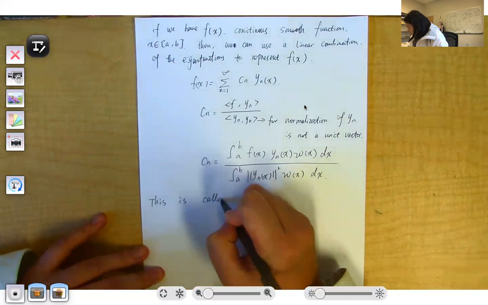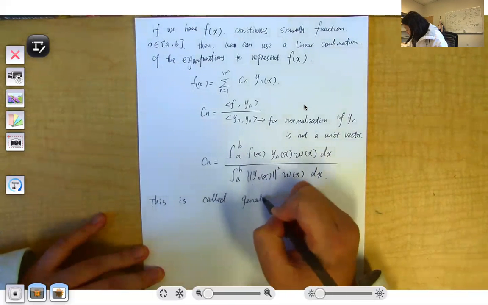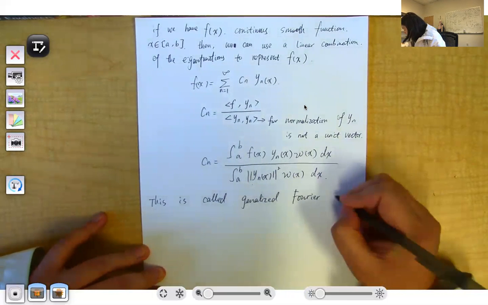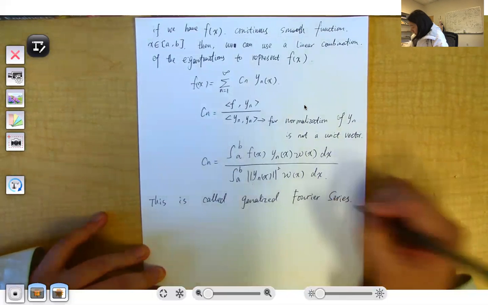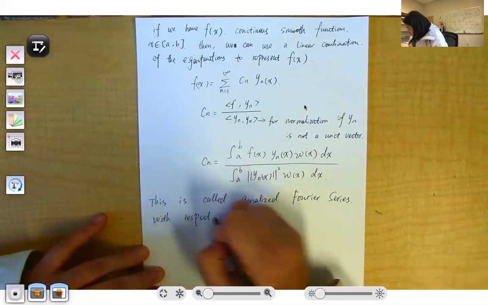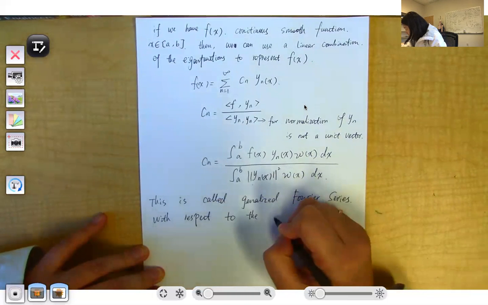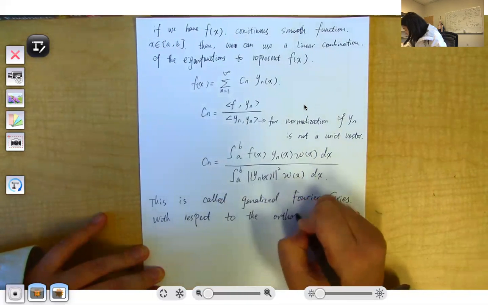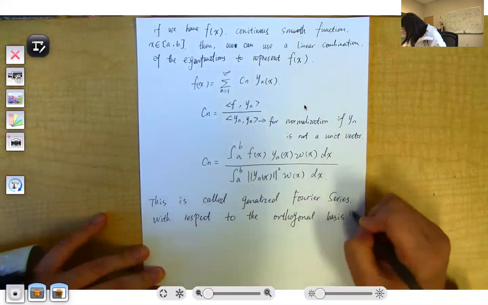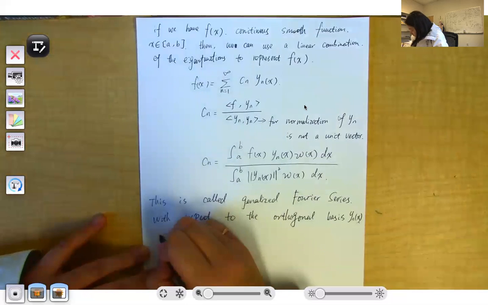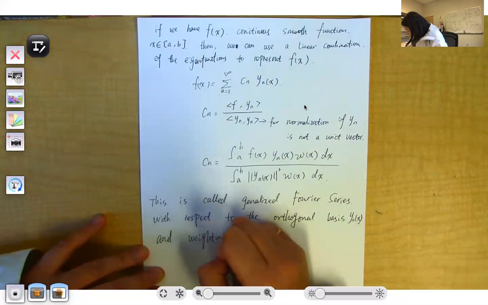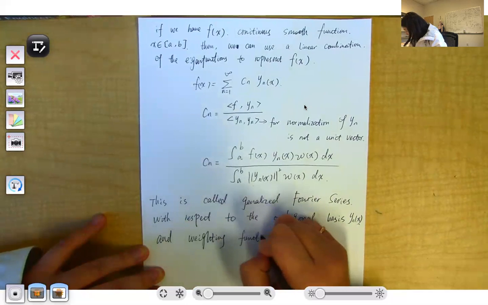And this is called the generalized Fourier transform with respect to the orthogonal basis set, which is our yn(x), and weighting function omega(x).